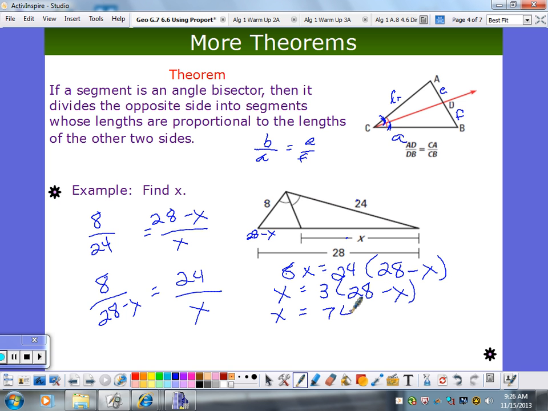All right. 84. 84. And then minus 3x. Remember, right? Yes. And so then I'm going to add 3x to both sides. And then I'm going to divide by 4, and I'll say 21.